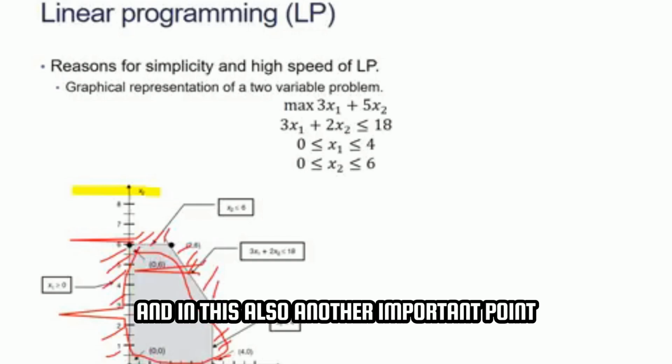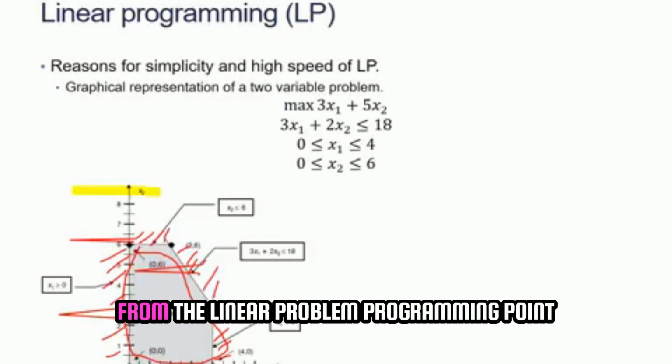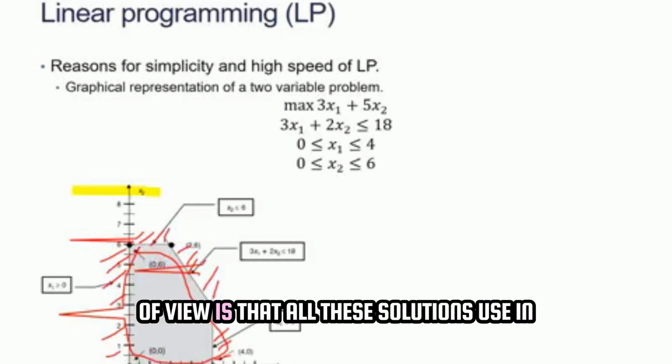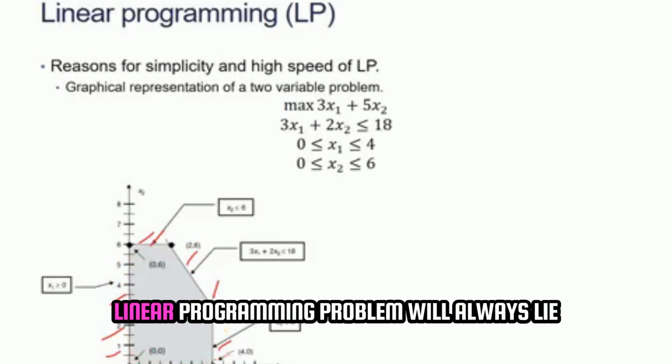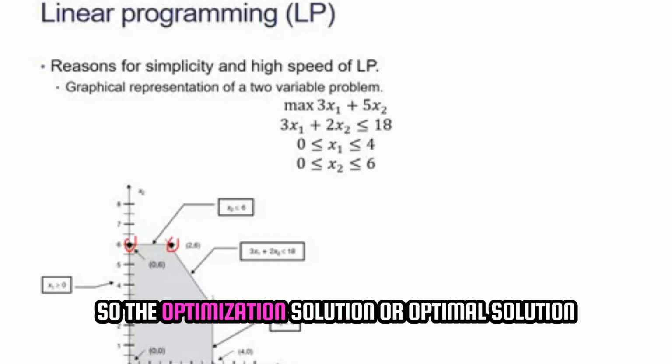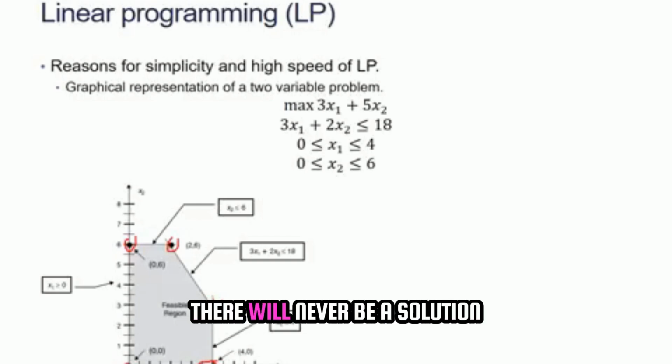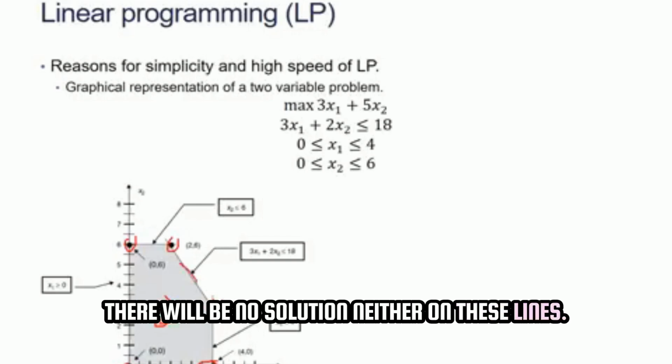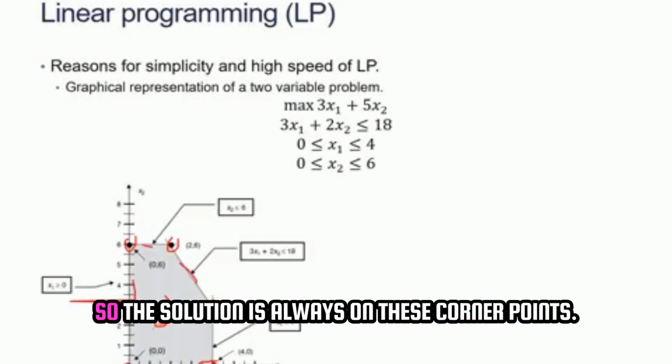Another important point from the linear programming point of view is that all the solutions in a linear programming problem will always lie on the corners, the bold black dots. So the optimal solution will only lie on these corner points. There will never be a solution in between in this region. There will be no solution on these lines either. There will never be a solution there. So the solution is always on these corner points.